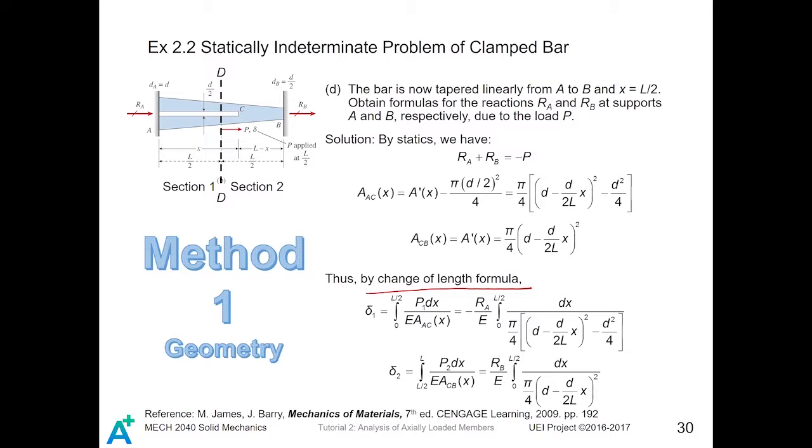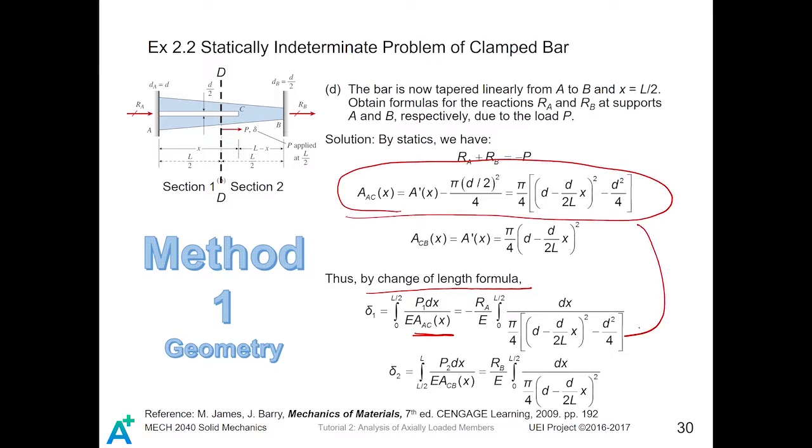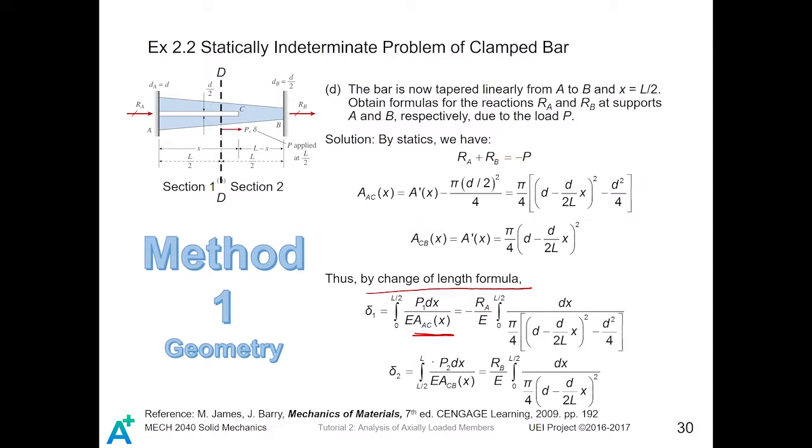For segment 1, since this time x equals L over 2, the cross-sectional area for AC is just the cross-sectional area of section 1. We know for section 1, the force acting on it is minus RA because it is compressive. Besides, we take the constant E out. Finally, we put A_AC into this integral, which is very complicated. Similarly, for the change of length of segment 2, since there is a tensile force RB acting on it, it should be positive. Besides, we take the E out and substitute our A_CB into this integral.